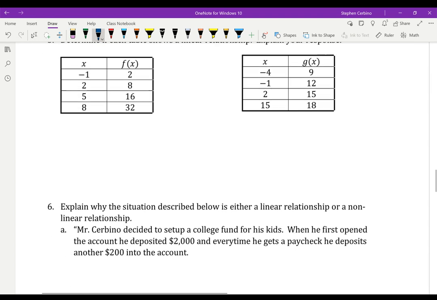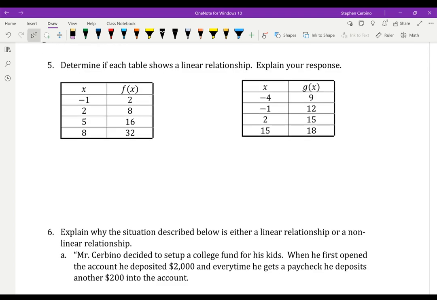On to the next one. Determine if each is a linear relationship. So neither of these are a linear relationship. So to do this in a table of values, you can do one of two things. You can plot all the points on Desmos and see if it makes a line or not. Or you can look at your y values and see what they're going up by. So this goes up by 4.